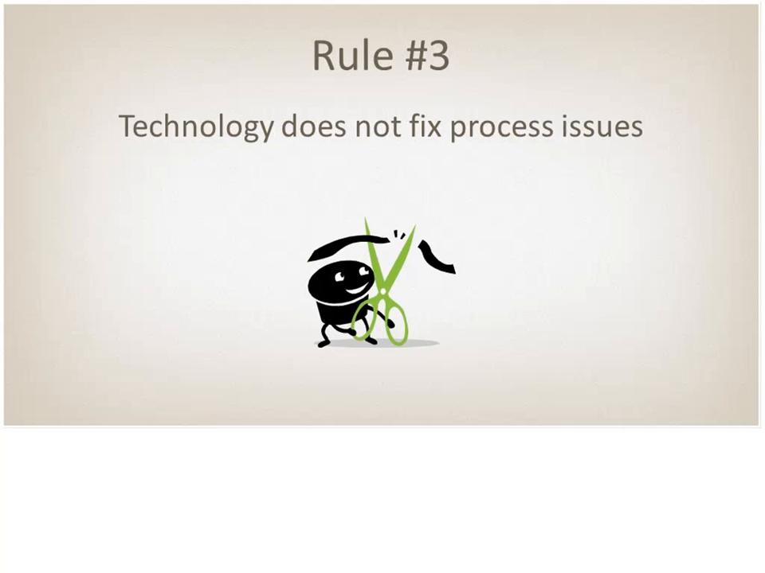Rule number 3 in my book is technology does not fix process issues. You cannot code your way out of a bad situation. It just makes it worse in most cases. So the idea here is if you have a process that's broken, you must first fix the process before you can do something with technology to help either automate the process or supplement the process.